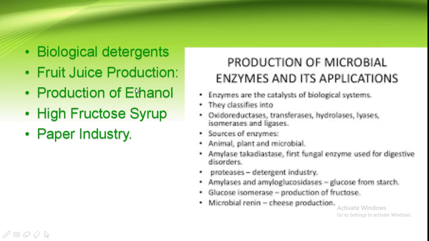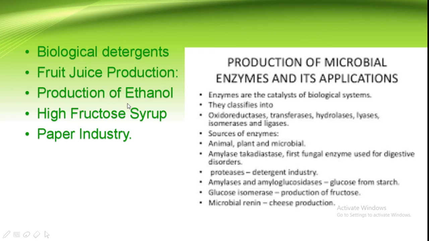In biological industrial production, there are the biological detergents. Some enzymes are added to the detergents which are helpful in removing protein and starch stains, and they are also able to remove fat, oil and grease. To remove all of these, biological detergents are used.